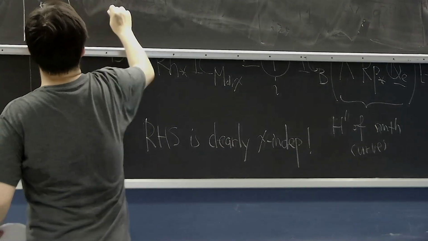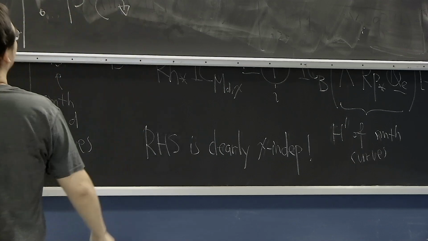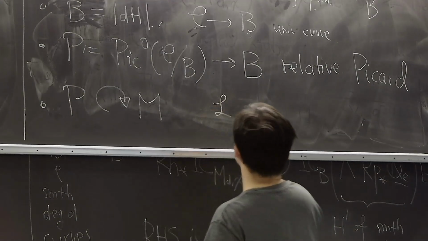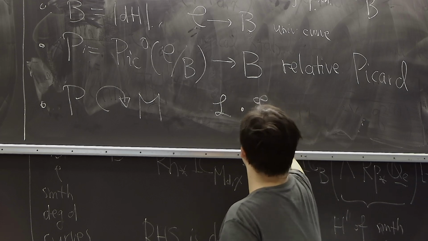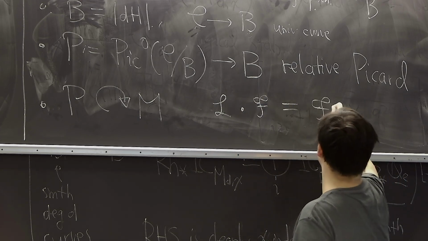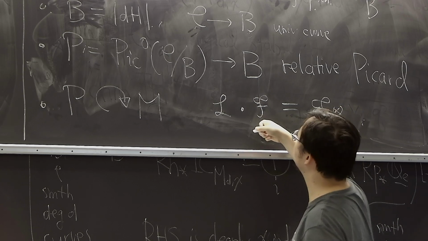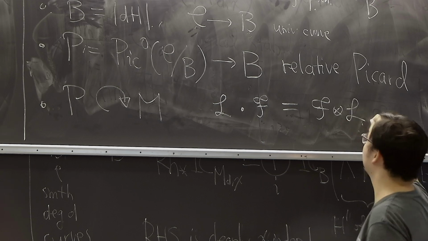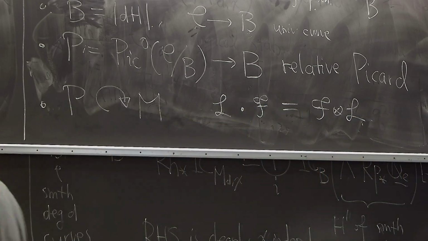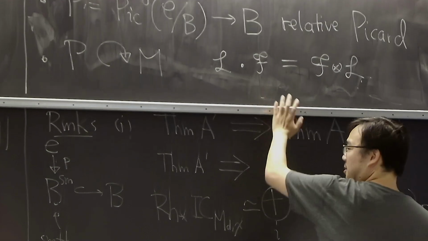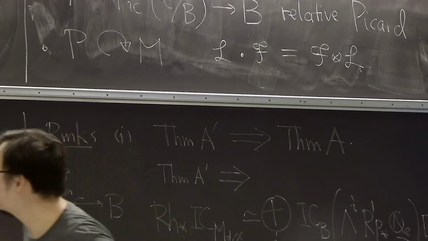And then the action from P on M is also obvious. So you have a line bundle, you act on a one-dimensional sheaf, and the action is just given by tensor. You just tensor your one-dimensional sheaf with the corresponding line bundle, and then you get another one-dimensional sheaf. You show that the stability condition is preserved, because the stability condition is a numerical condition.